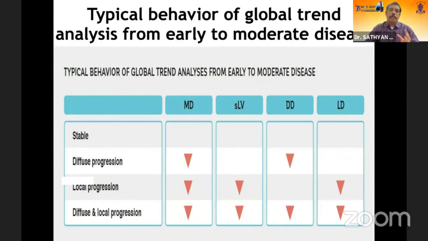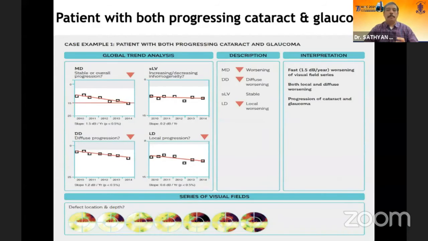So this is the typical behavior of a global trend analysis from early to moderate disease, where you have the mean defect, square root of loss variance, diffuse defects, and the local defects. If it shows like this, then we can understand, because we have to take a separate class in detail, but I'm just going to show only very small examples here for the time lag.